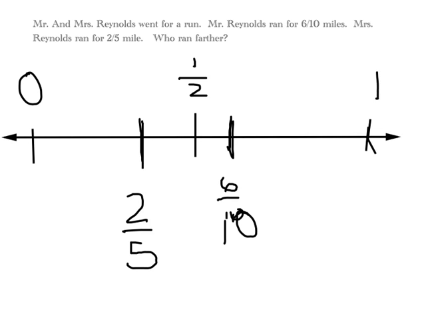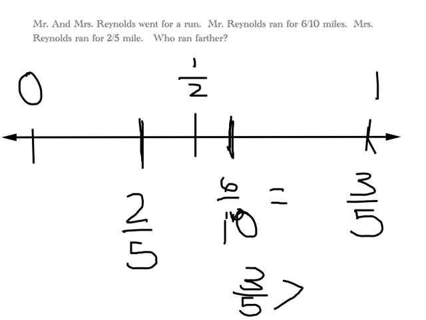And we can show this in another way by saying that if I divide 6 by 2, this equals 3/5, and 3/5 is greater than 2/5. So I can show it two ways. All right, move on to the next problem.